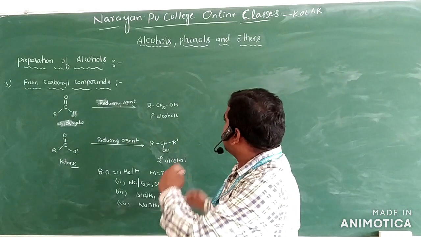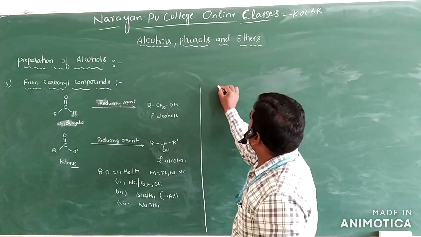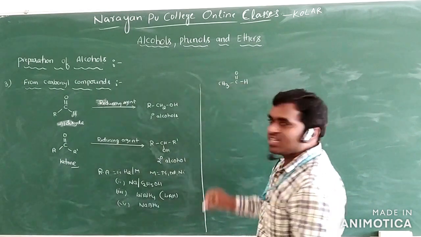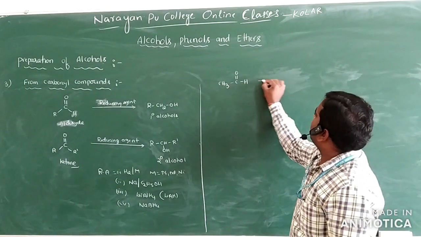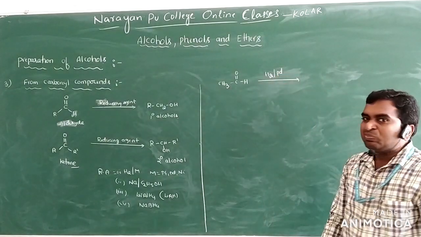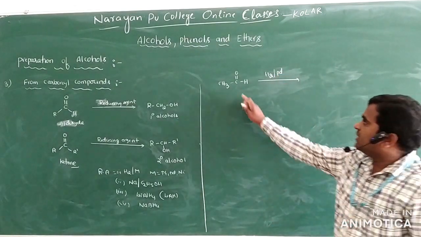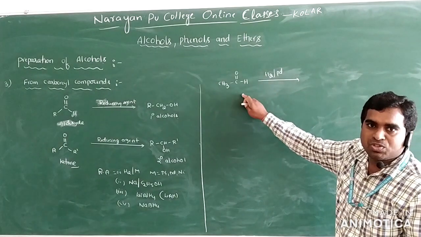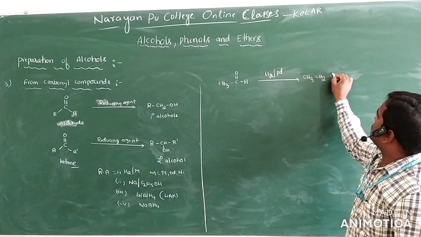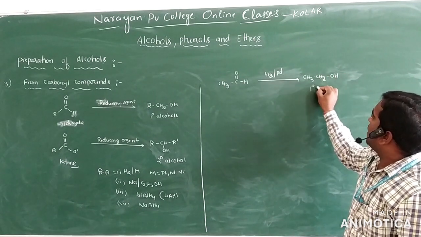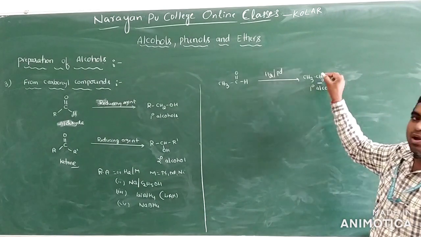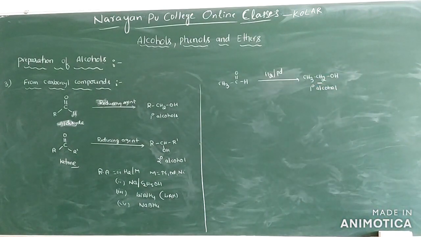If I take a simple example here, suppose I take acetaldehyde, CH3CHO. This is acetaldehyde. If I use here H2 and palladium, this is an aldehyde. Aldehydes are reduced to which one? Alcohols. So CH3CH2OH. Which alcohol here? Primary alcohol. You know OH is attached to a CH2 group. That alcohol we will call as a primary alcohol.